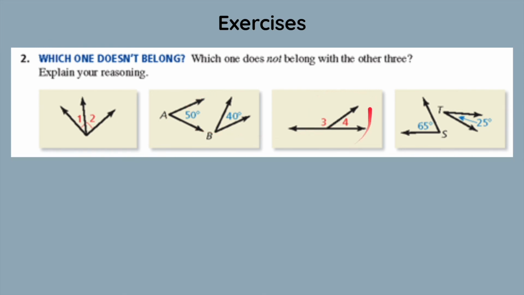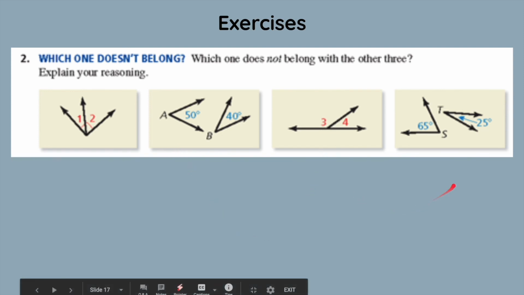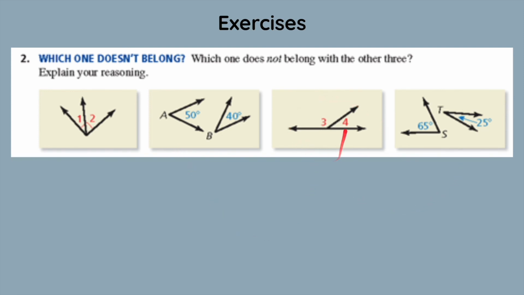Now we can see here that these angles form a linear pair, meaning that these angles sum to 180 degrees. And then again, these two angles add up to 90 degrees. So automatically we can tell that this is 90 degrees, 180 degrees, and 90 degrees. So this is the one that does not belong.